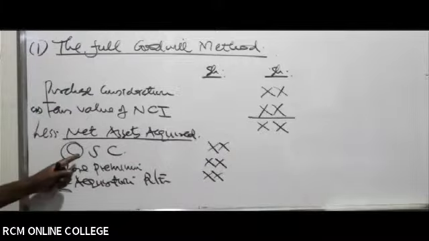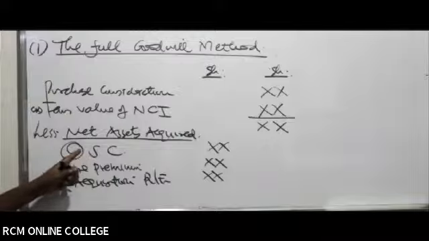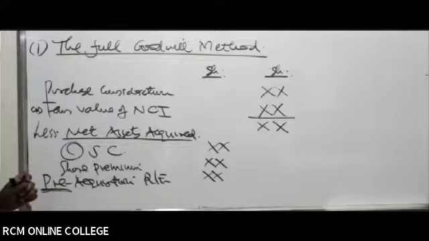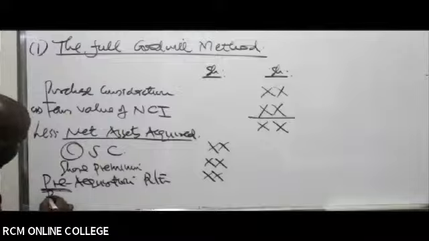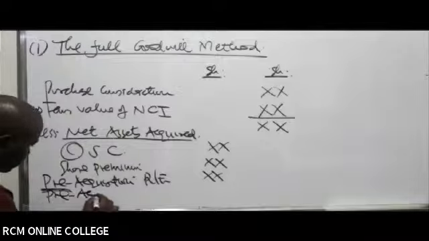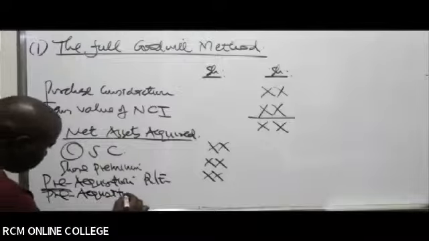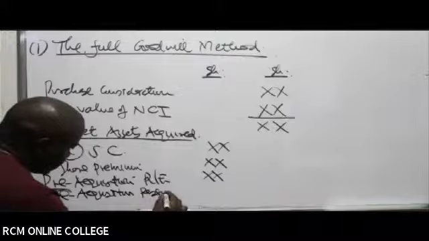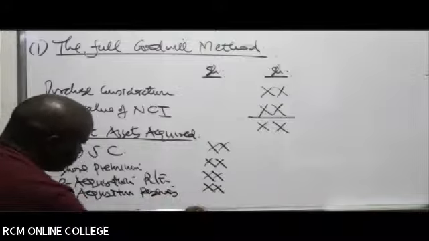But now the ordinary share capital, you don't think twice. Just pick the one that has been indicated for the subsidiary, even the share premium. Then the pre-acquisition retained earnings. Another one you take is the pre-acquisition reserves. So you add them.